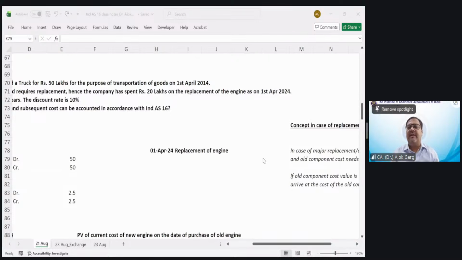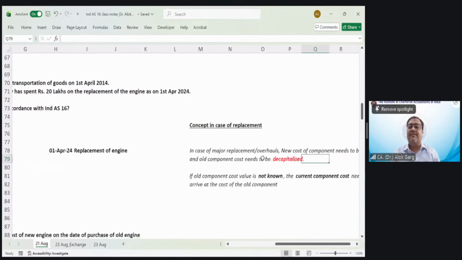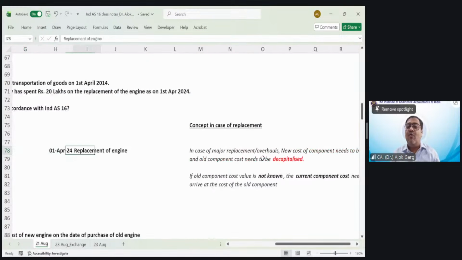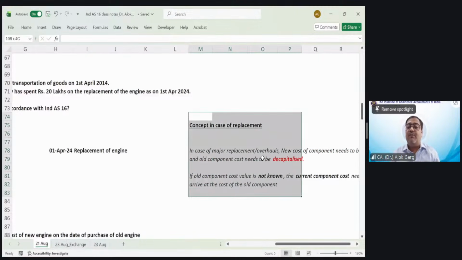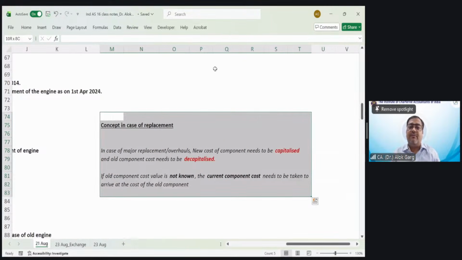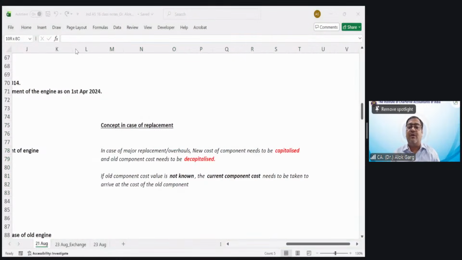Yes, you are absolutely right. So what is the concept in case of replacement? In case of major replacement, overhauls, the new cost of component needs to be capitalized and the old component needs to be decapitalized. If the old component cost value is not known, the current component cost needs to be taken to arrive at the cost of the old component.